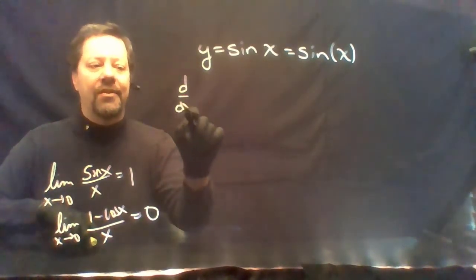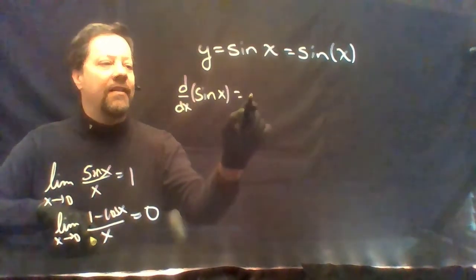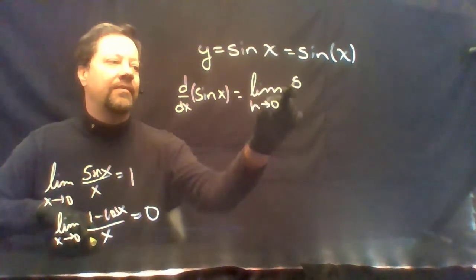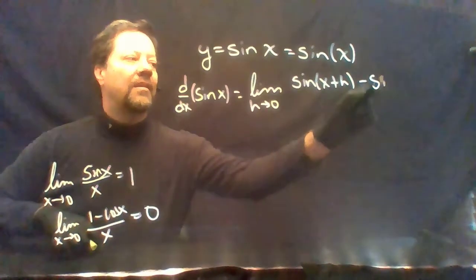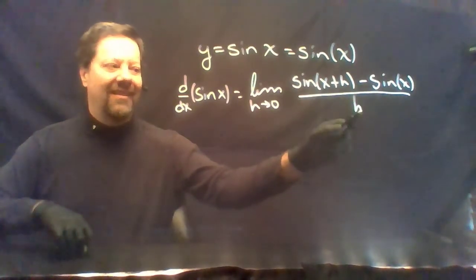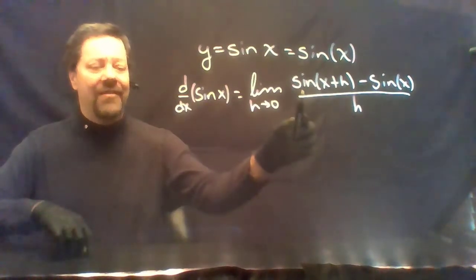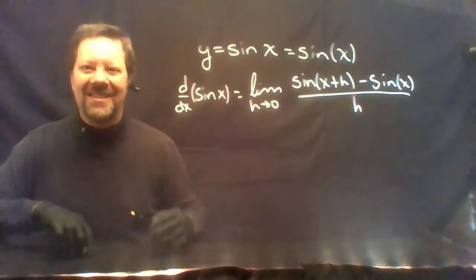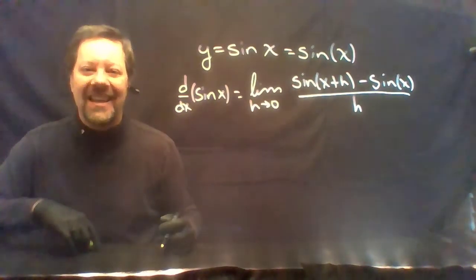So if I'm calculating the derivative of sine x, that is by definition the limit as h goes to 0 of the sine of x plus h minus the sine of x all over h. Now, we have the sine of the sum of two angles. Do you remember the sum of angle identity for sine?